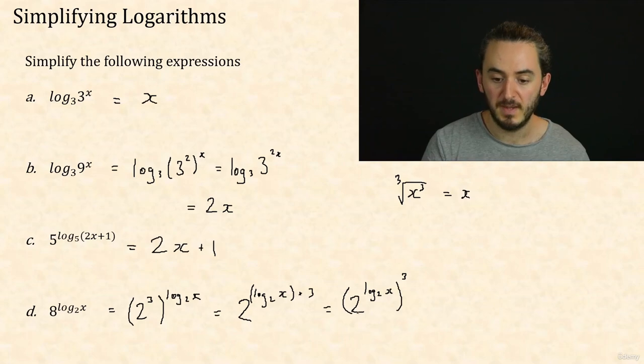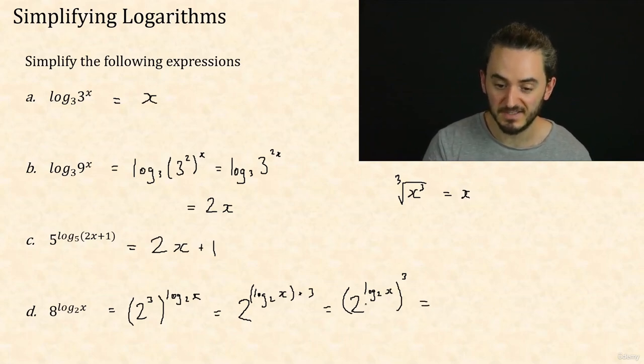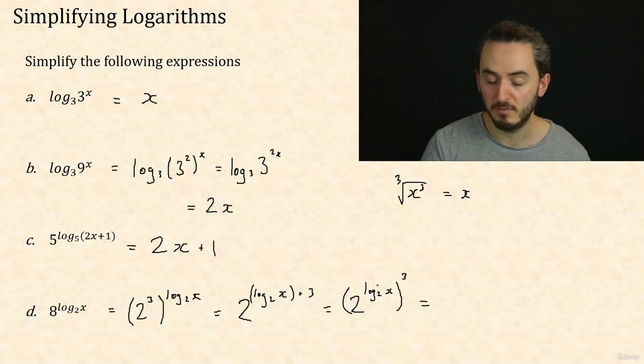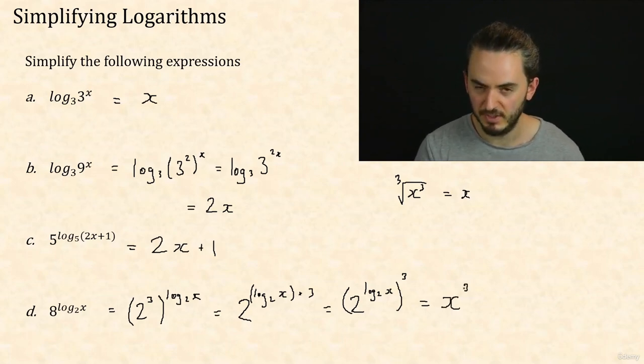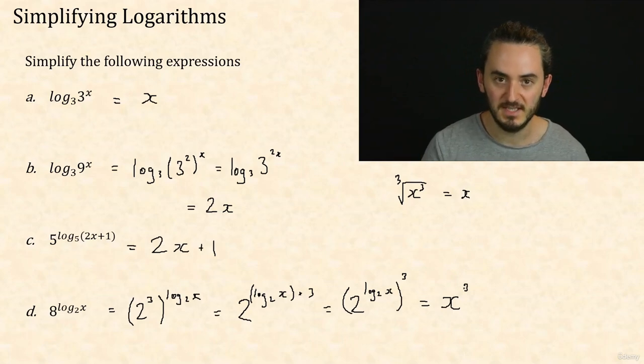Now what is 2 to the power of log base 2 of x? Well, the 2 to the power of and the log base 2 cancel, and we've just got x, and the cube is still there. Tricky last example there. Key idea: logs and exponentials are inverses and they cancel so long as the base is the same.